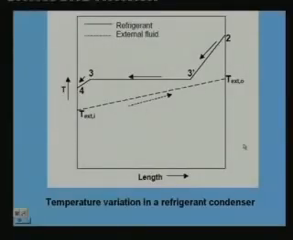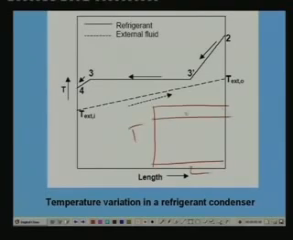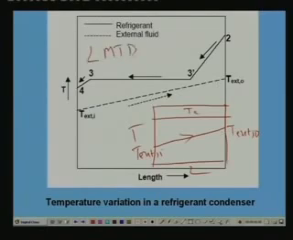So, this can also be defined like this. For example, under the assumption of constant temperature, let us say that we are plotting length versus temperature. The condenser temperature remains constant at Tc, whereas the external fluid temperature varies from T external in to T external out. So, the log mean temperature difference, LMTD, is defined in terms of the temperature difference at the two ends; let us say end 1 and end 2.